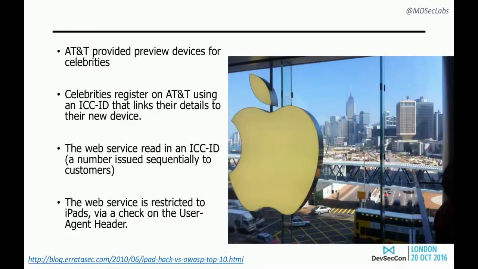The way it worked, the web service read in an ICC-ID, which was issued sequentially to customers, and it was restricted to iPads via a user agent header. So, pretty obvious bug there, hopefully. Two obvious bugs. Anyone can pretend to be an iPad just by changing their user agent, and pretty much anyone can spoof the ICC-ID, particularly if they know one of them.